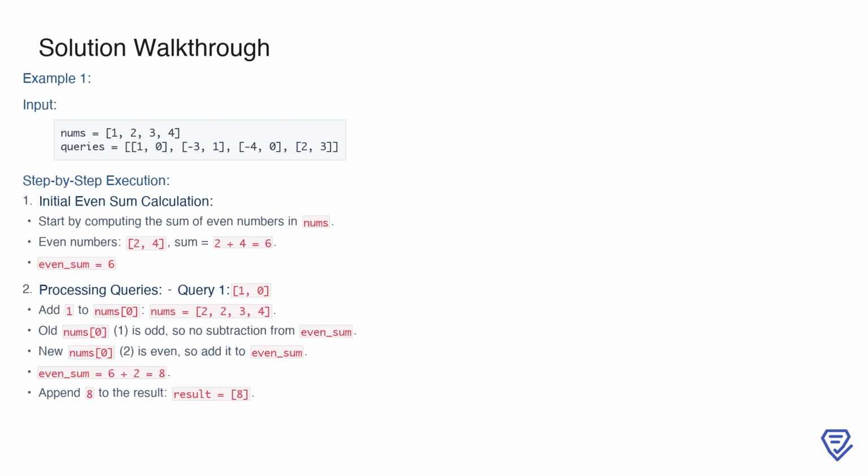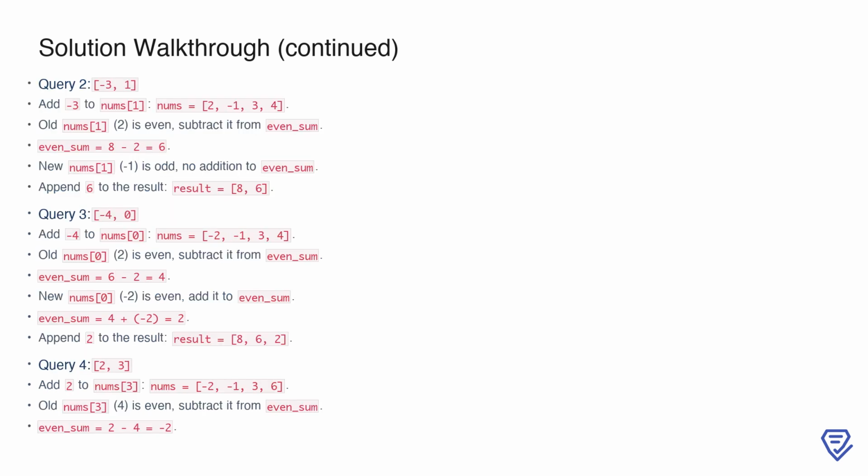Starting with the first query, [1, 0], we add 1 to nums[0], changing the array to [2, 2, 3, 4]. The old value at nums[0], which was 1, was odd, so it does not affect the even_sum. However, the new value, 2, is even, so we add it to the even_sum, resulting in 6 plus 2 equals 8. We then append 8 to the result, making it [8] so far.